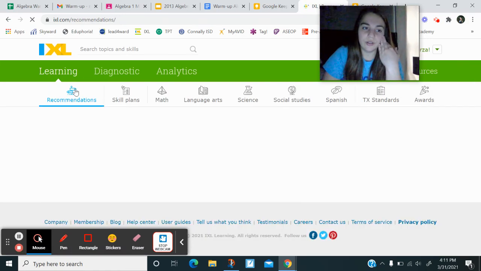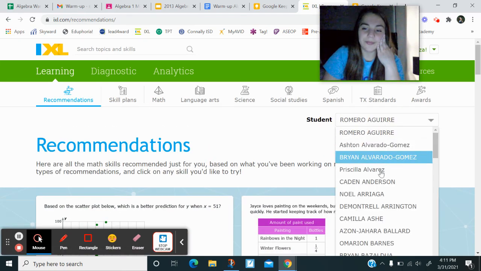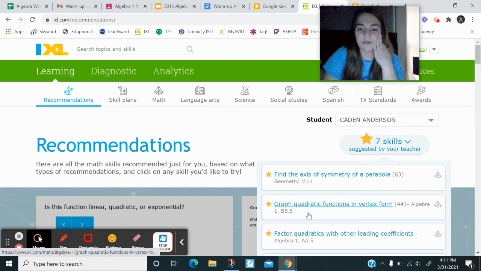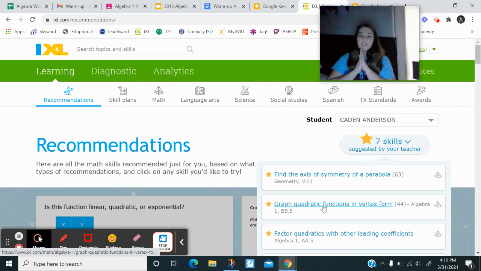I'm going to use Kate Anderson as an example. 7 skills. All right, this one right here, find the axis of symmetry. She got a 63, she's good to go. She's done with it, all right? This one right here, everybody was doing this. This was from Tuesday. I need y'all to get those grades up. She is not the only one, I promise. It is like everybody. If you have questions with that one, please let me know because I can help you. Just email me, all right?